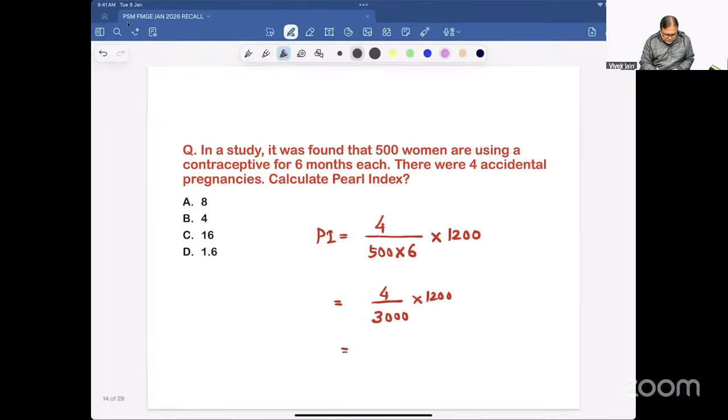The answer will be 1.6, because the other choices students were not able to share. Could you please share the other choices? This will come to 1.6 per 100 women years.